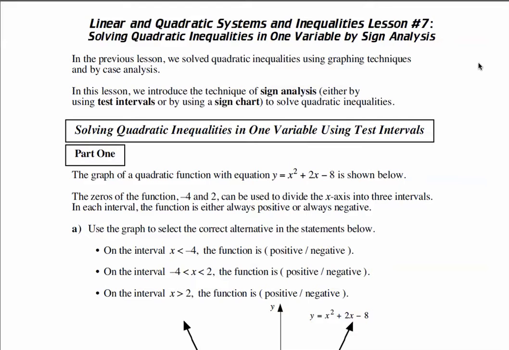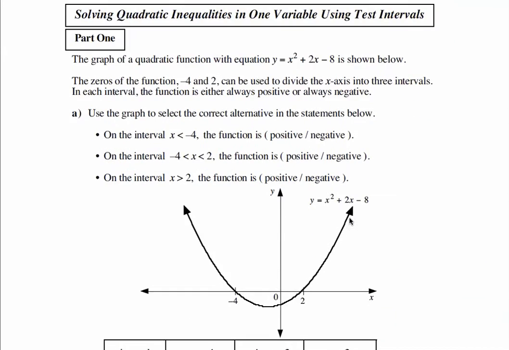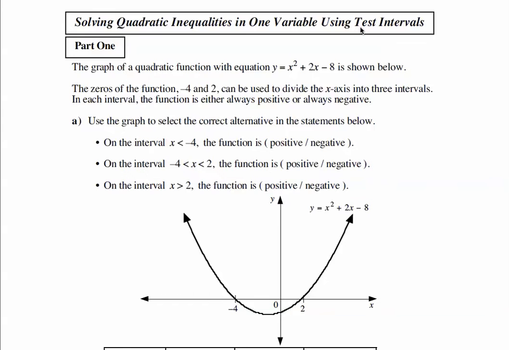Last lesson we did this by case analysis. Essentially what we're doing today is another way of solving these types of problems. So you can just take whichever way you find easier or more intuitive, and work that way. We can use sign analysis either by using test intervals or by using a sign chart, and we'll get into that. So let's start with solving quadratic inequalities in one variable using test intervals.